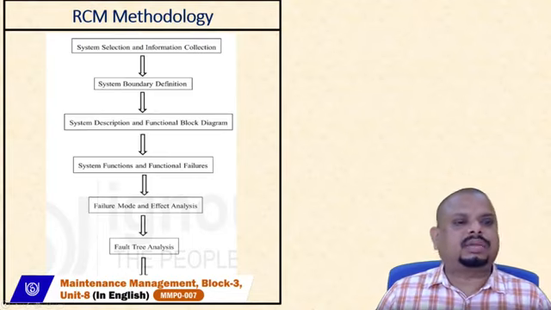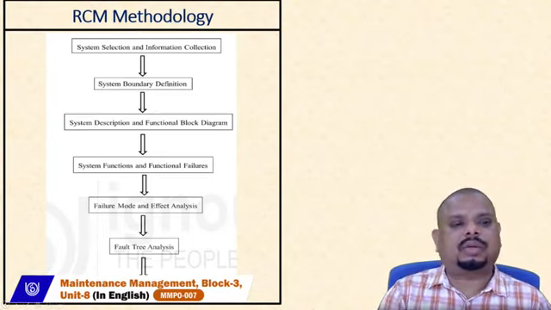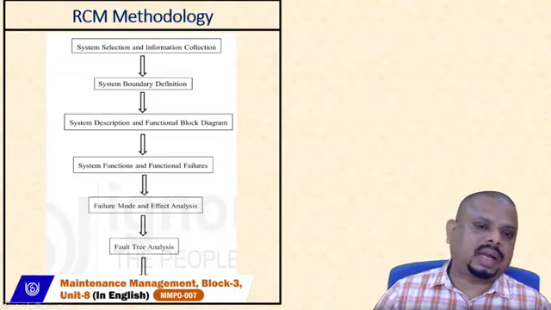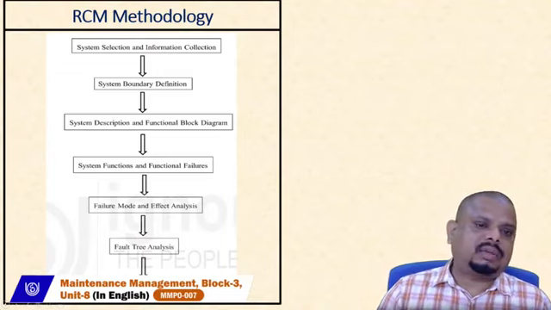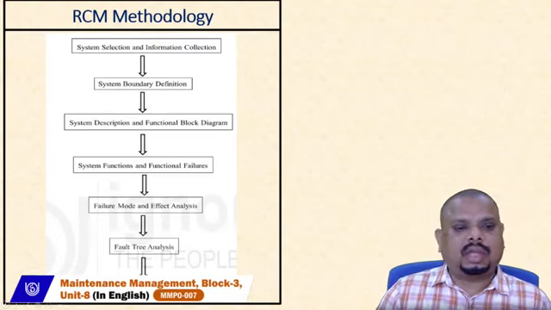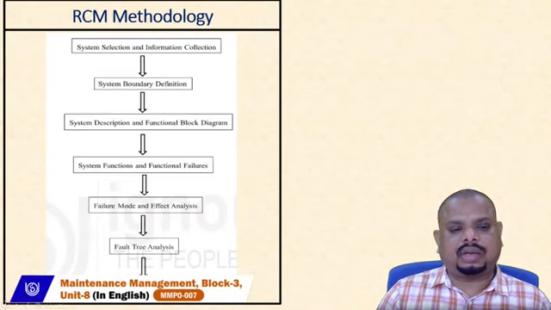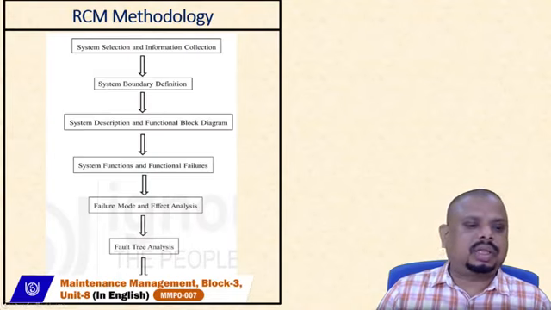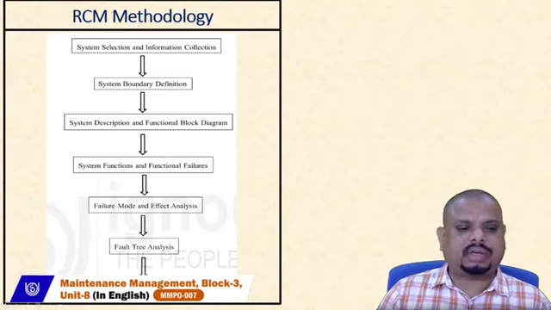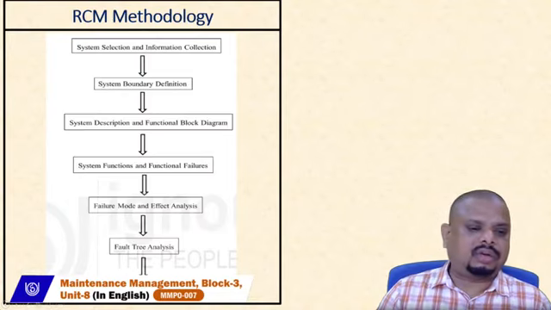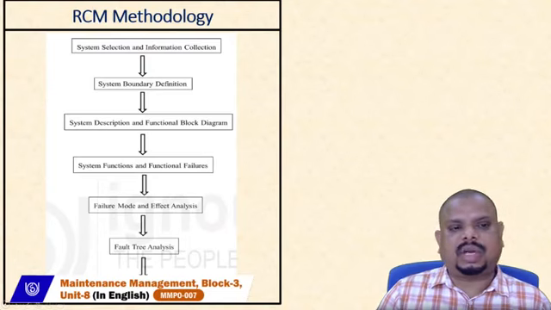I repeat, in the reliability centered methodology, first you have to select a system and collect a large amount of information. Then make the system boundaries. The third one is that the system boundaries should consist of system descriptions, and a functional block diagram should be there. Then you go for each system's functions and functional failures. For functional failure, you go for failure mode and effect analysis, and from that you go for fault tree analysis, and finally the task should be selected for reliability centered maintenance.